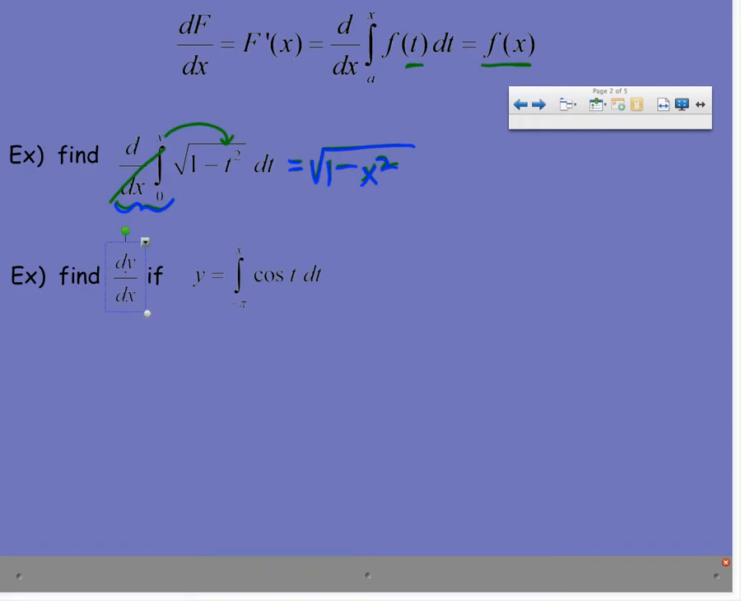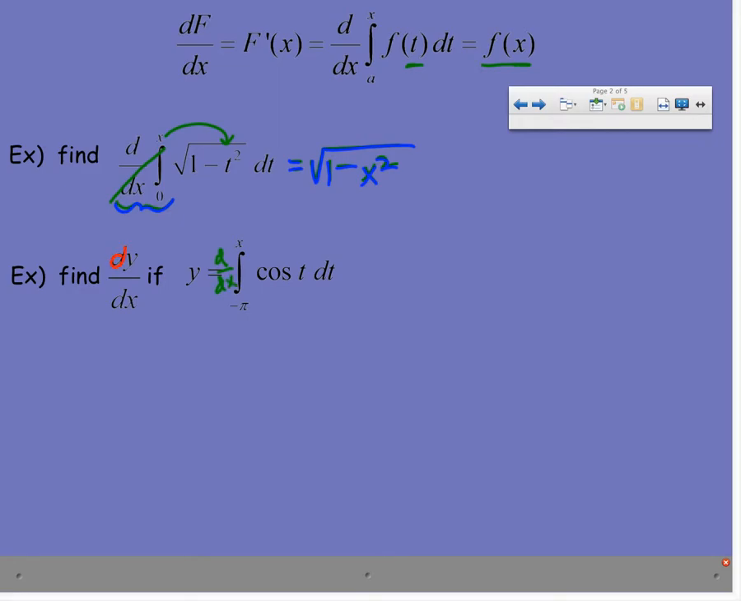Okay, the next question. It's really the same question. I've just worded it a little different. Okay, this says find dy dx. Isn't that telling you to find the derivative? If y equals this. So if it's asking you to find dy dx and this is y, isn't it really saying find the derivative of this integral?